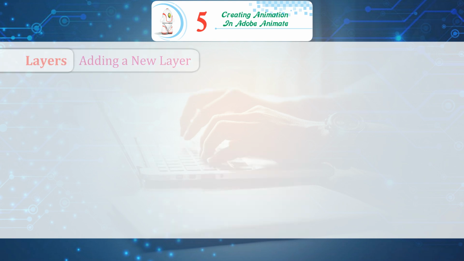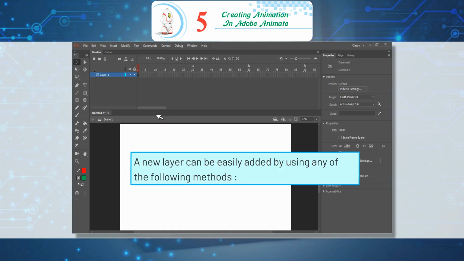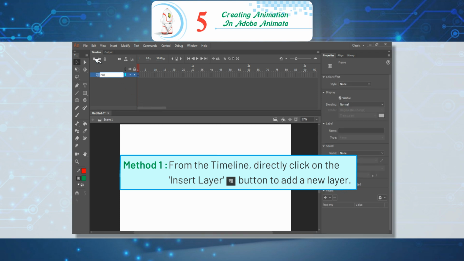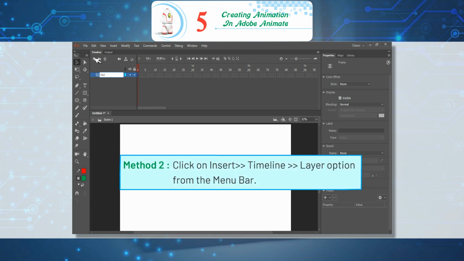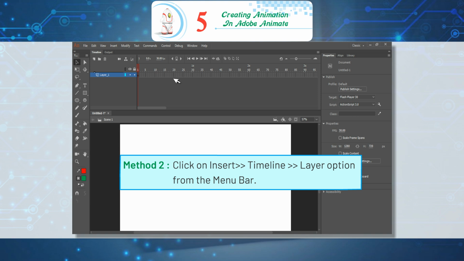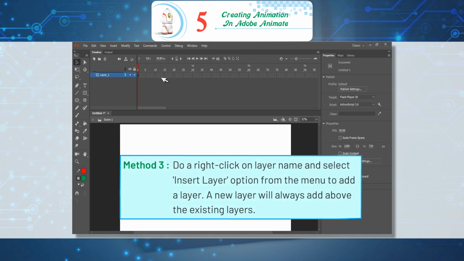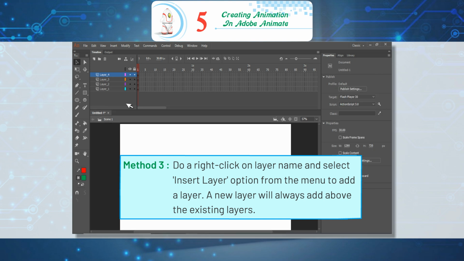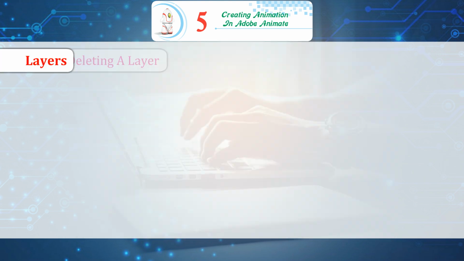Adding a new layer. A new layer can be easily added by using any of the following methods. Method 1. From the timeline, directly click on the Insert Layer button to add a new layer. Method 2. Click on Insert, go to Timeline, go to Layer option from the menu bar. Method 3. Do a right-click on Layer Name and select Insert Layer option from the menu to add a layer. A new layer will always add above the existing layers.